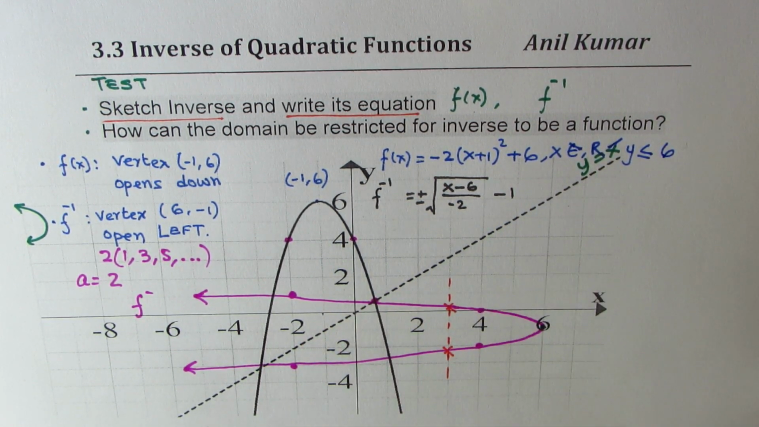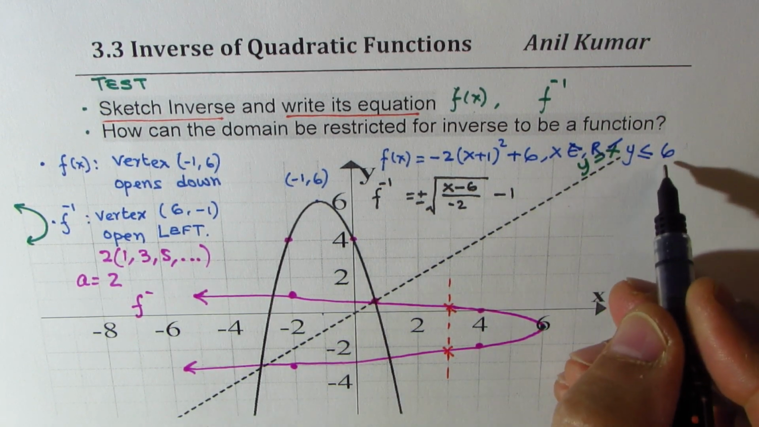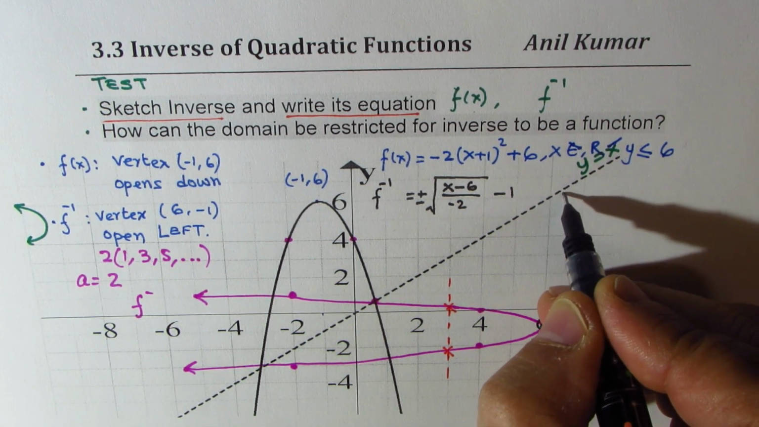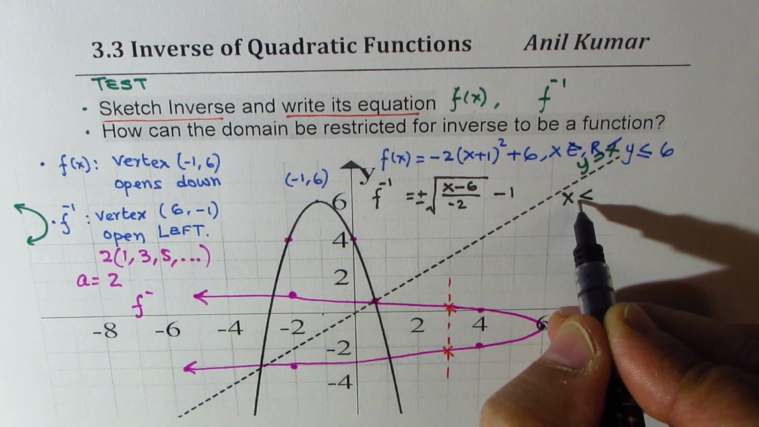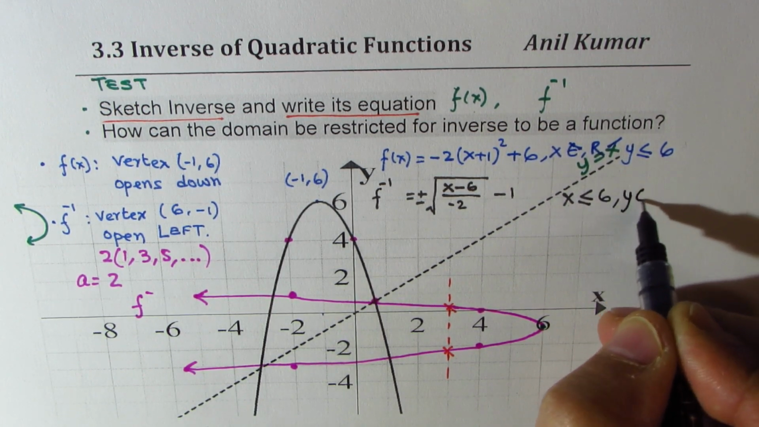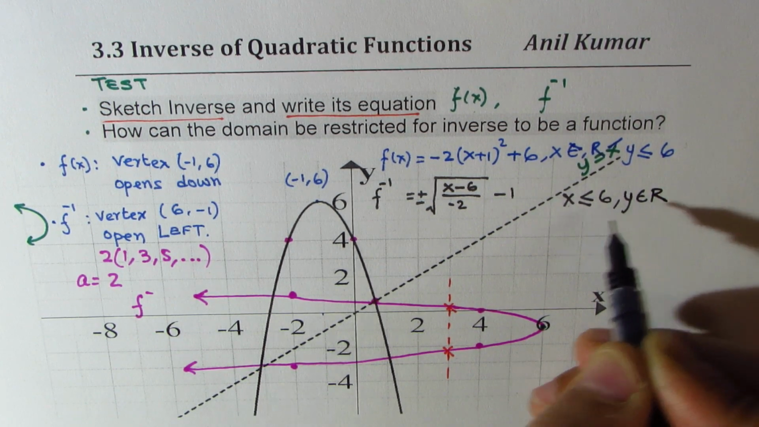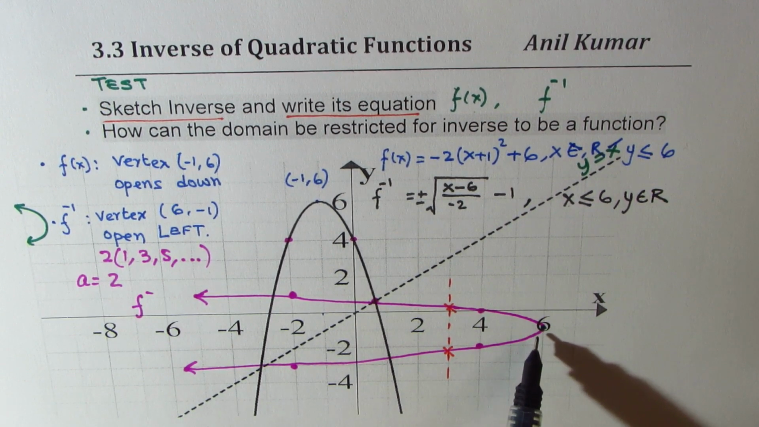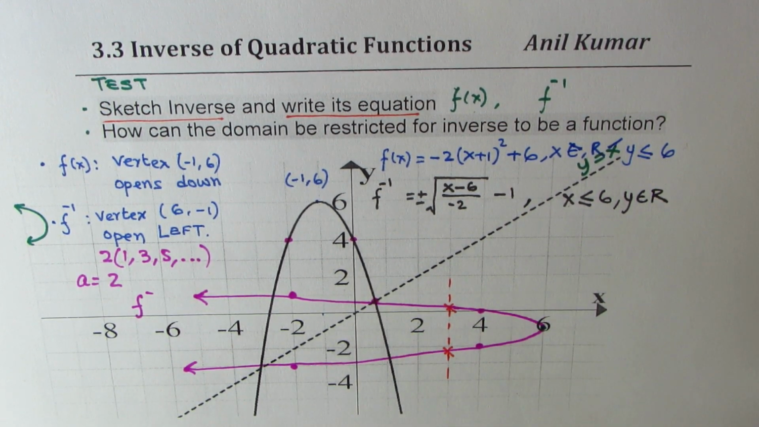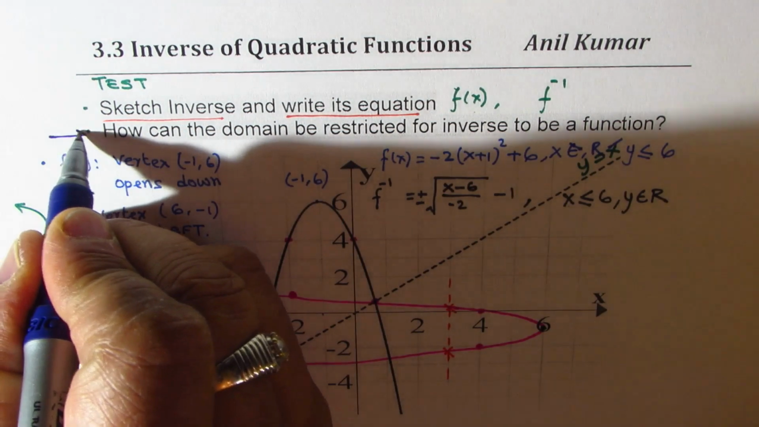So in the second case, they change. So what happens here is that x now is less than equal to 6 and y belongs to real numbers for the inverse. So that is the domain and range for the inverse. Perfect. So we got the equation, domain, range for both. Now, what we are going to do is to state restrictions. So we'll do the part 2 now.